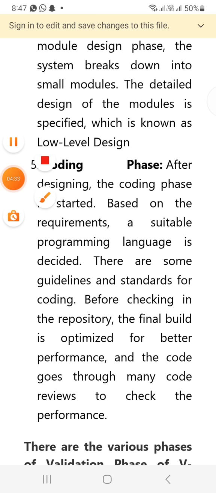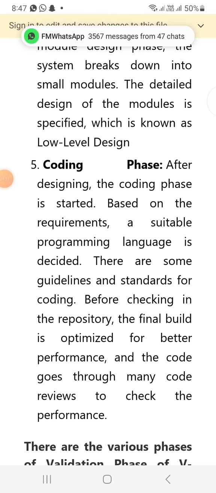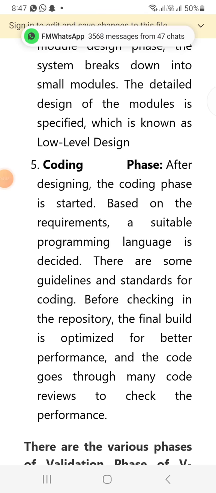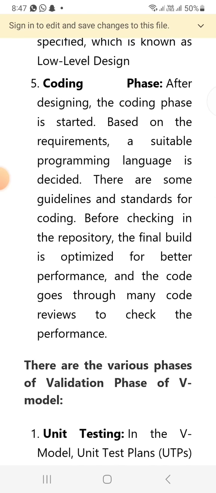What is the coding phase? After designing, the coding phase is started based on the requirements. A suitable programming language is decided. There are some guidelines and standards for coding. Before checking in to the repository, the final build is optimized for better performance, and the code goes through many code reviews to check the performance. So here we discussed the V model.